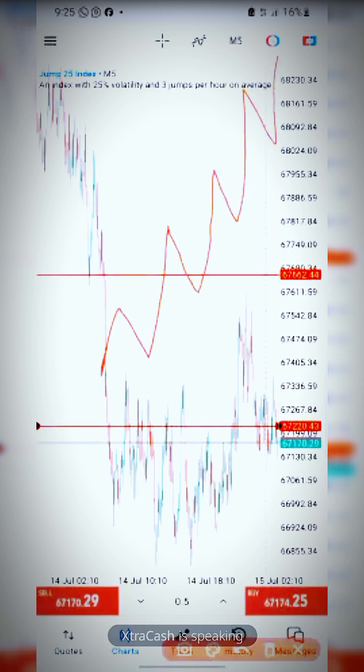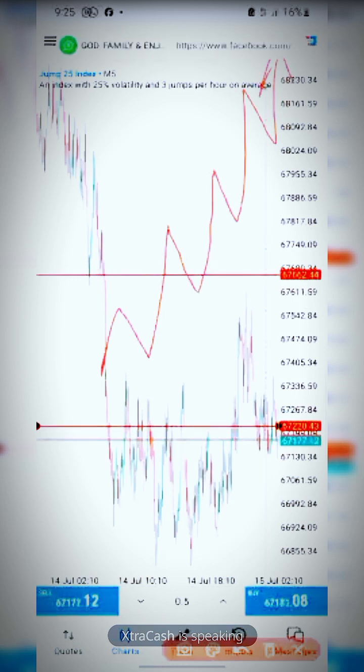So if the market moves this way, there will be a need for you to look at it. If you look at it with your naked eyes, you can see that it looks like the market is going up. Okay, but there are factors, there are things you must consider, things you must look at.